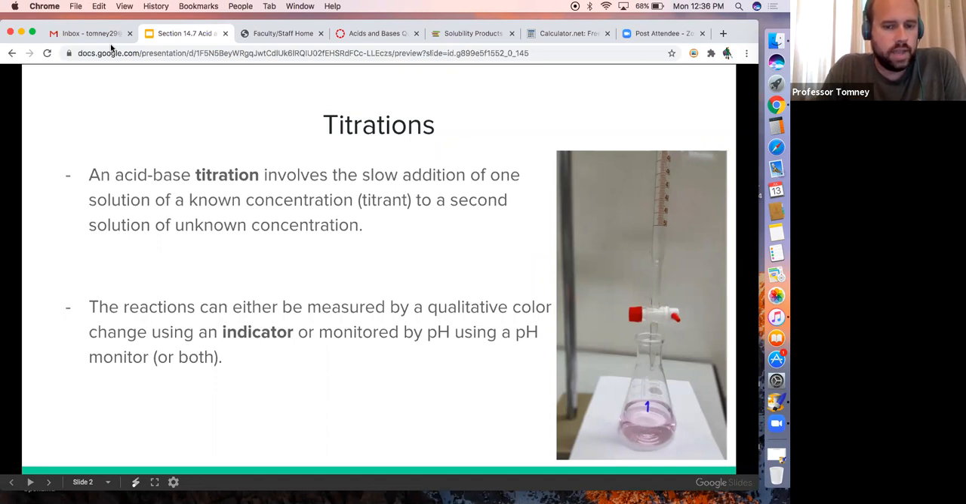Okay, and then if you wanted to get more quantitative, you could take a look at what we've been doing recently, which is using a pH monitor and monitoring the pH as you continue to add the titrant. And then in addition to that, you can also use both. It's very common to use an indicator so that you have visual cues as to how far your titration has proceeded, and then you use the pH monitor alongside it in order to continue with that.